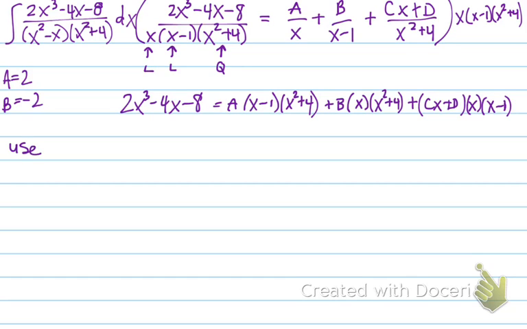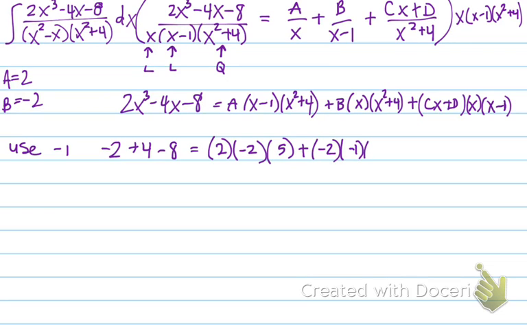So the first one I'm going to use, let's see, we've used 0 and 1. I'll use negative 1. So I have 2 times negative 1 cubed, that's negative 2. Negative 4 times negative 1 is positive 4, minus 8, equals, a is 2, so I'm going to plug in 2. Then negative 1 minus 1 is negative 2. Negative 1 squared plus 4 is 1 plus 4, that's 5. Plus b is negative 2 times negative 1 for x, and then negative 1 squared plus 4, again that's 5. Then we have c times negative 1 plus d times negative 1 times negative 1 minus 1, which is negative 2.